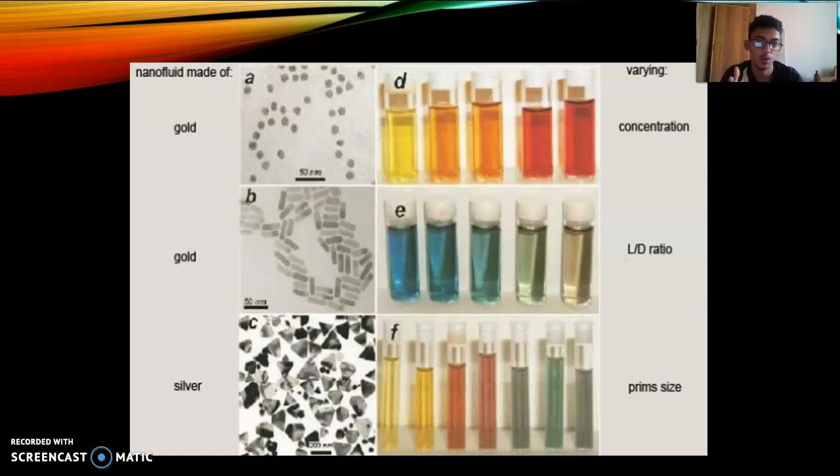Now, these are some nanofluids which are made of gold and silver. First image is about gold, by varying concentration. Second, it is also of gold only, but by just varying the L by D ratio. Next image is about silver, which is having different variety of color just by varying particle size.